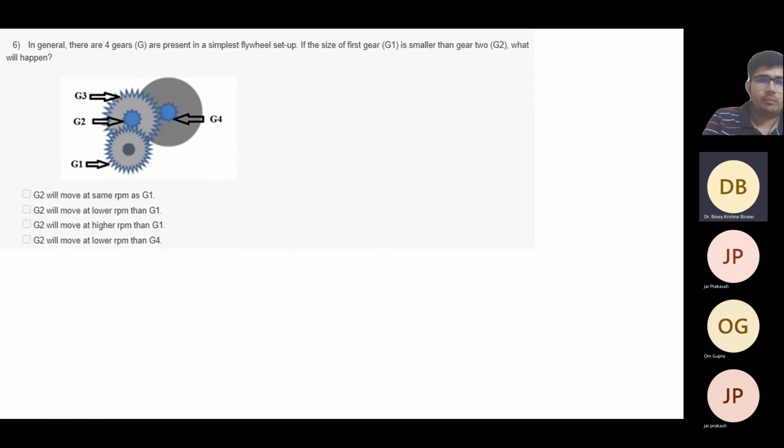Sir, option 1, G2 will move at same RPM as G1. It is not right because the number of teeth here is different, so it is not possible that RPM will be same. So it's wrong, no? So why are you saying it's correct? I'm not saying correct, sir. You are asking me what other option, I'm telling option 1 is wrong. Okay, correct. Option 1 is wrong. That is correct. What about option 2?